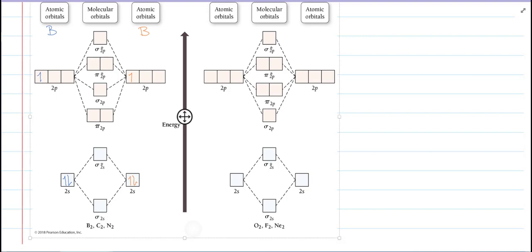So one boron, and 2, 3, 4, and then Hund's rule applies. 5, 6. That's supposed to be purple. It's purple. There we go. There's B2.